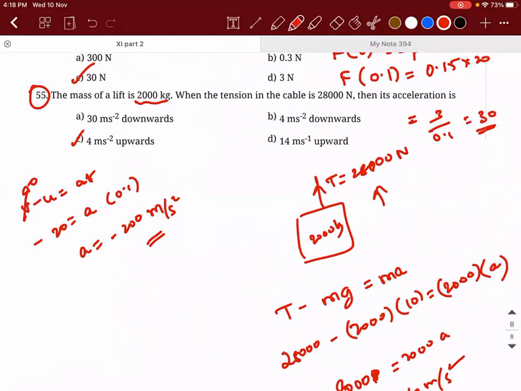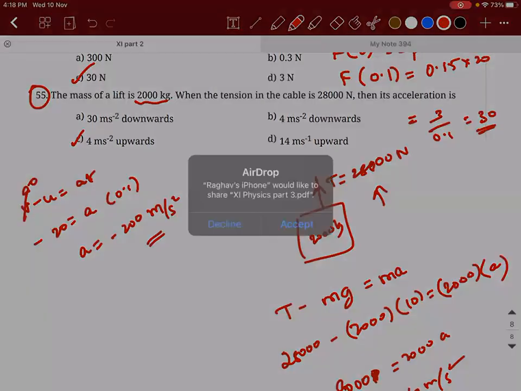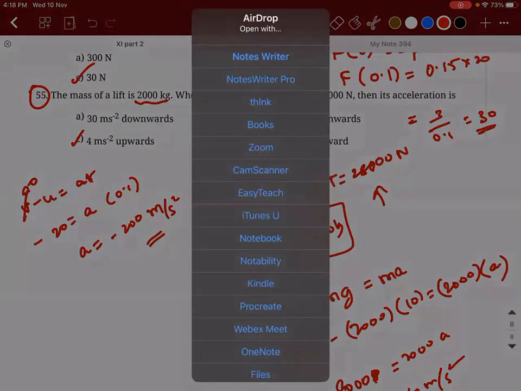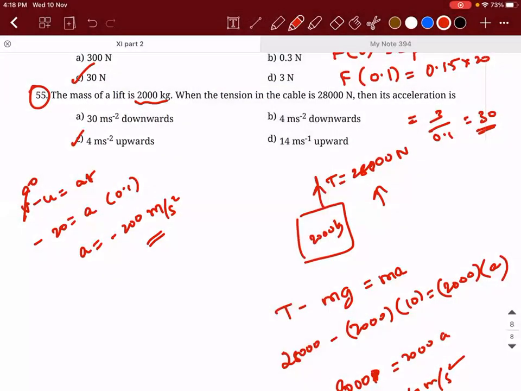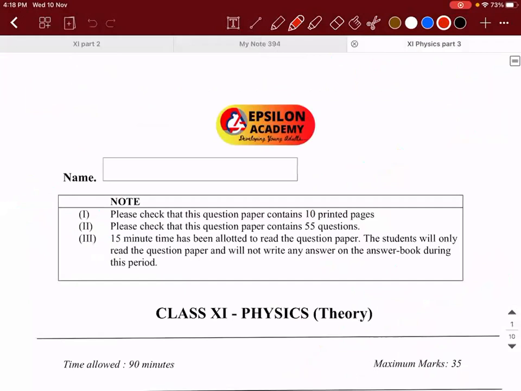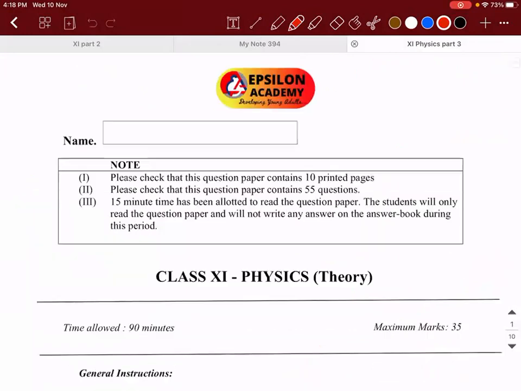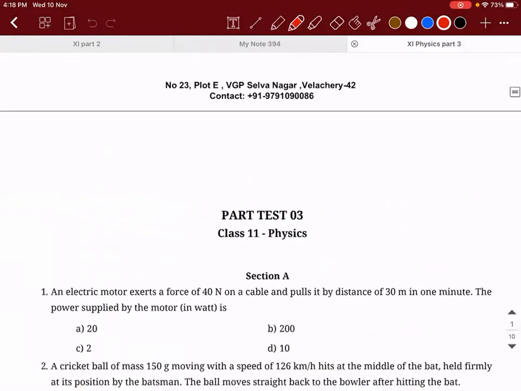Just a minute. Test 3, right? Done. We'll start with this next paper.